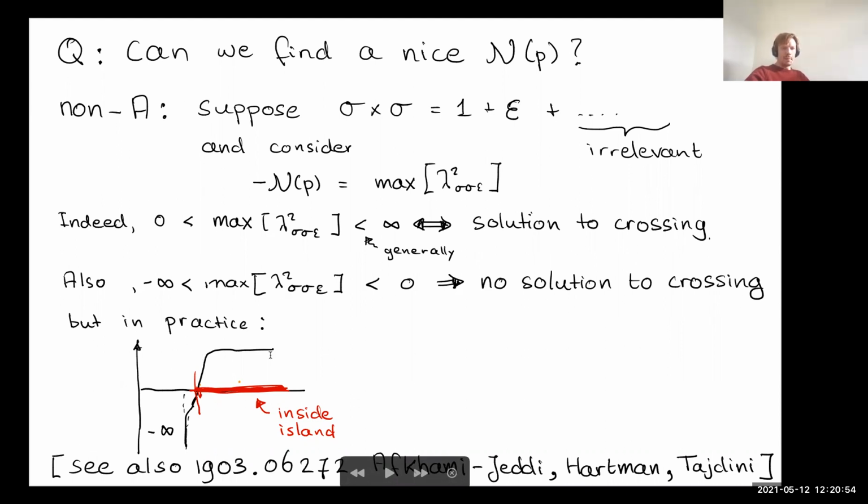So in practice, you see something like this. Inside the island, you get a nice positive upper bound. Then this thing goes down. And then it goes down further. And then it becomes minus infinity. And the problem is no longer well defined.